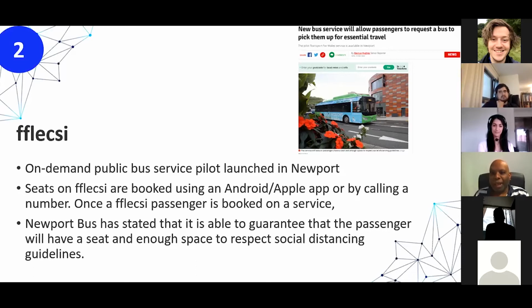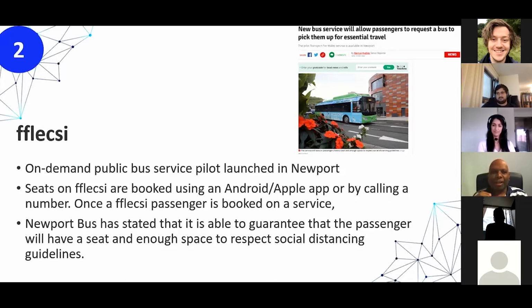You download the app and you say where you need to be picked up and how many seats you want to book, and the bus arrives at that time. It's all on demand. So you don't have empty buses running around, and you don't have to worry about the spaces and the social distancing that you need to have. So that's the second, which I thought is super interesting.